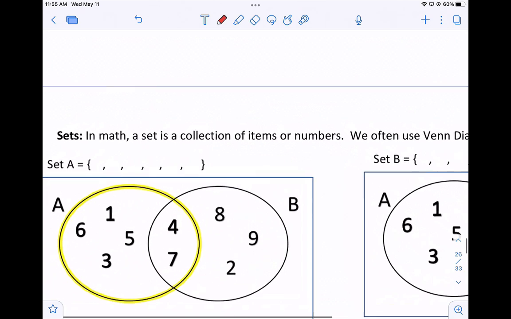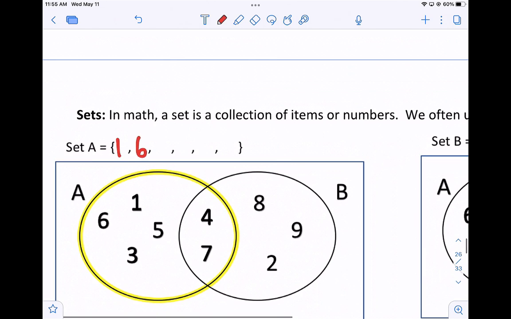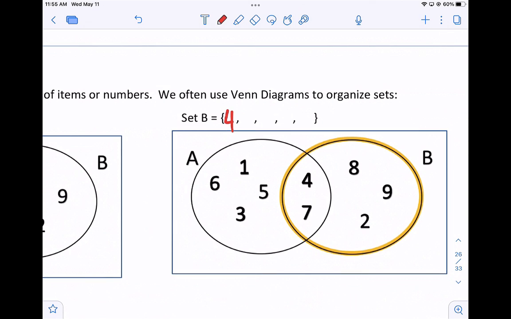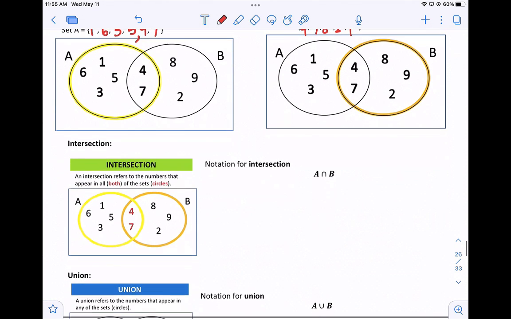And so everything in set A would be the 1, the 6, the 3, the 5, the 4, and the 7. And then set B is everything in set B. It can also be in set A, so 4 and 7, 8, 2, and 9. So there's set notation. So here's some putting both new things together. Set notation for the intersection of A and B would be 4 and 7.